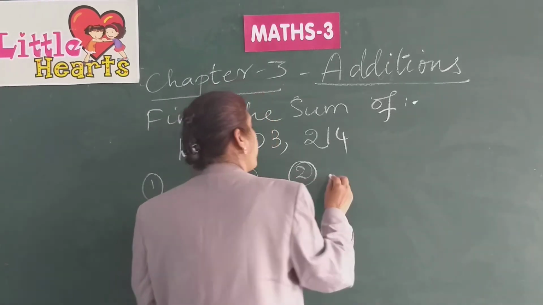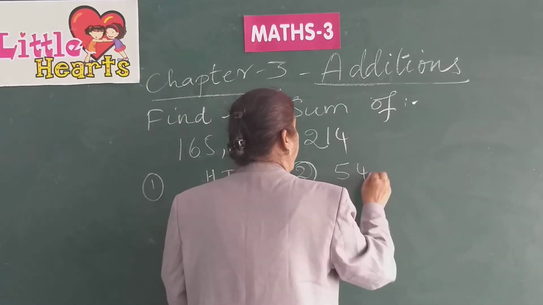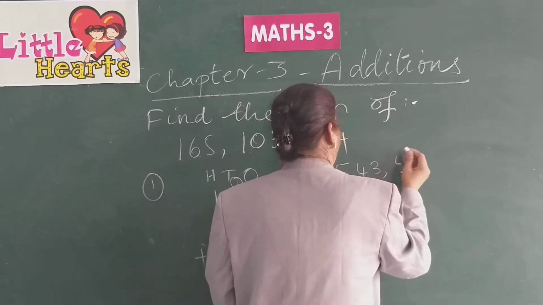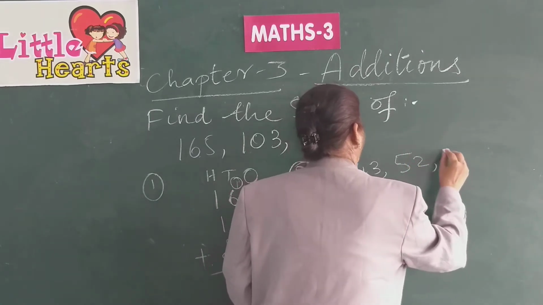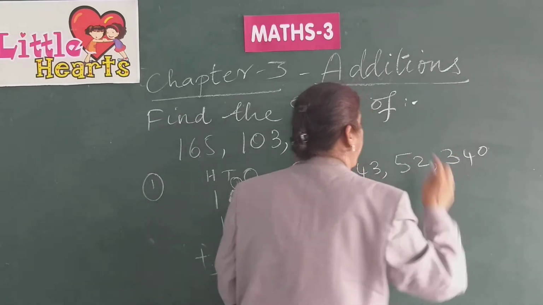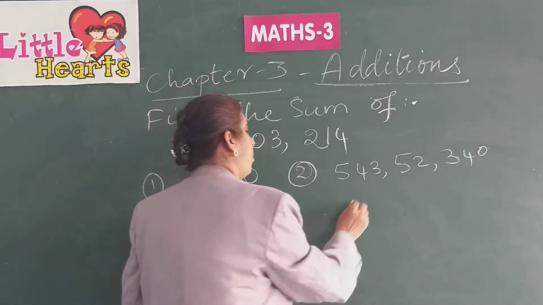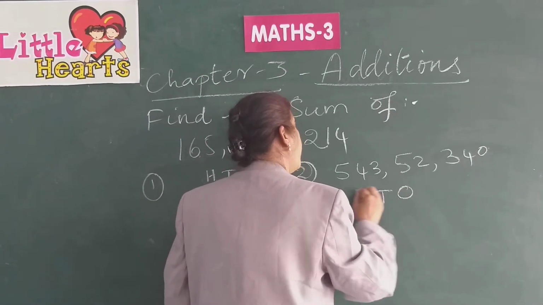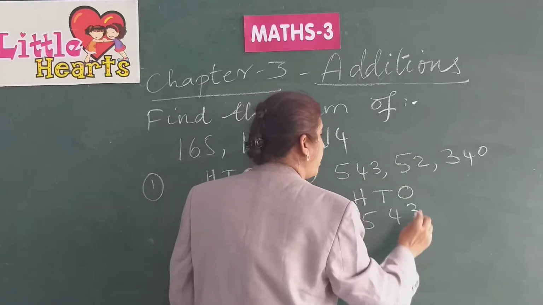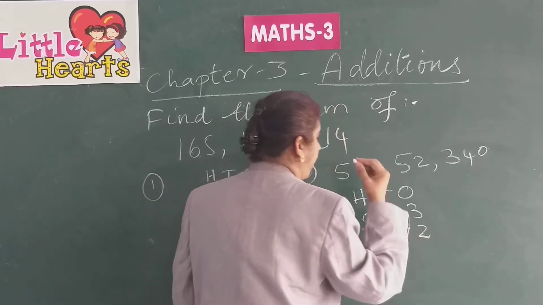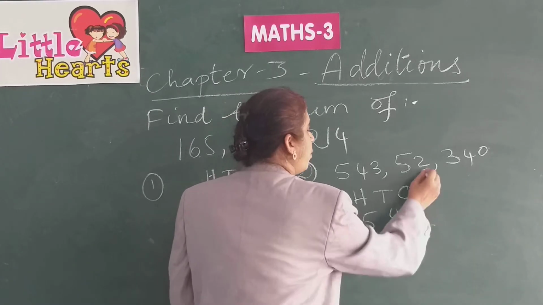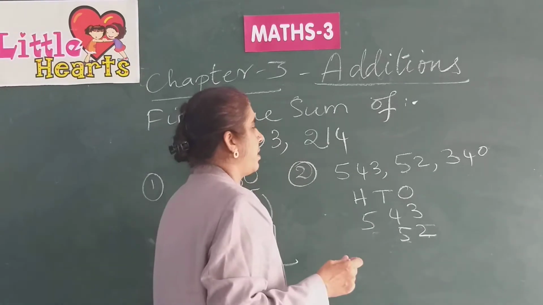And second sum. Add these three numbers now. Ones, tens, hundreds. 543, 52. It has only 2 digits. So start writing from the ones always. Don't start writing from here. It is wrong. 2 should be in ones and 5 should be in tens.